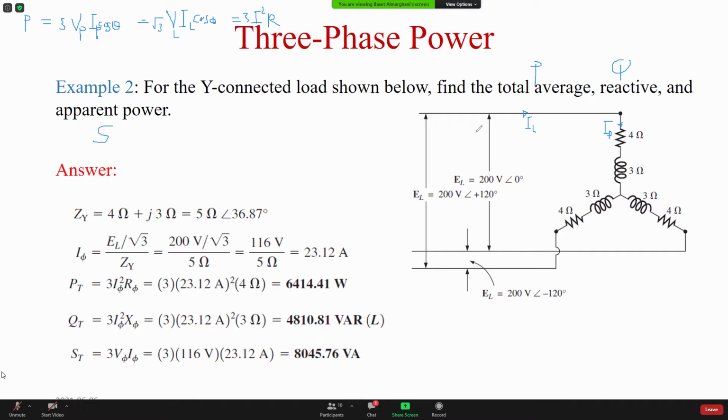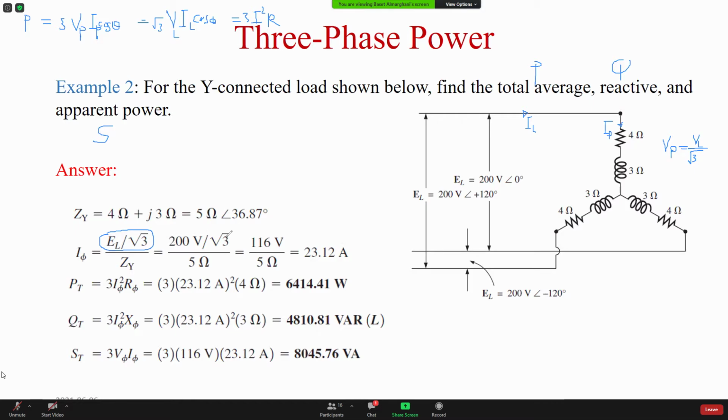So what did they give me? They give me the line voltage, this value here, the line voltage between line and line. I can find the phase voltage, which is just V line divided by square root of 3. In Y connection, V line equals V phase multiplied by square root of 3. So this is how we find the phase voltage: E line, which is the 200, divided by square root of 3.